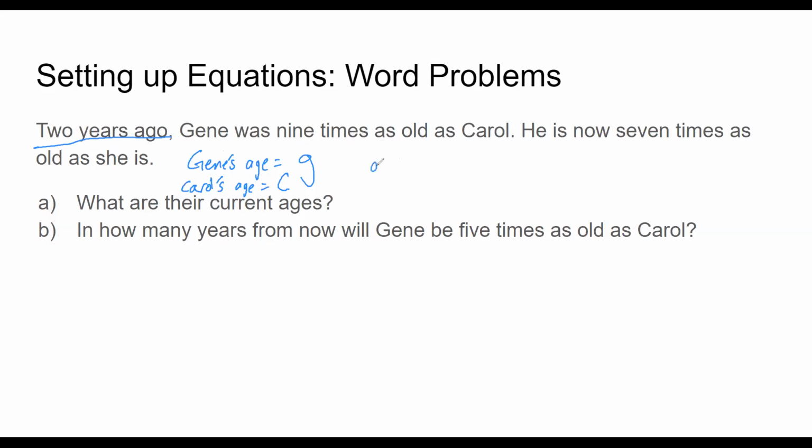Almost. We have G minus 2, which is Jean's age 2 years ago, is 9 times as old as Carol's age. But Carol was also 2 years younger, so it's going to be C minus 2 as well. So this is our first equation, which we got from the first sentence. 2 years ago, Jean was 9 times as old as Carol. So we have Jean's age 2 years ago, G minus 2. We have Carol's age 2 years ago, C minus 2. He was 9 times as old, so we have the 9.